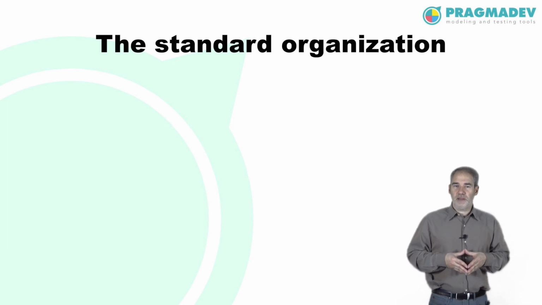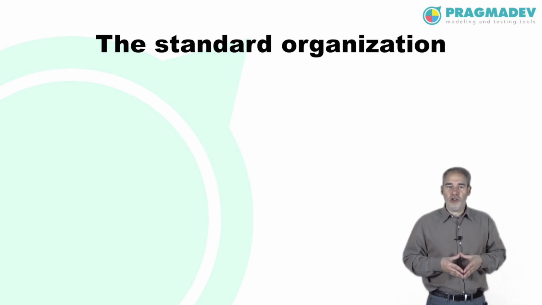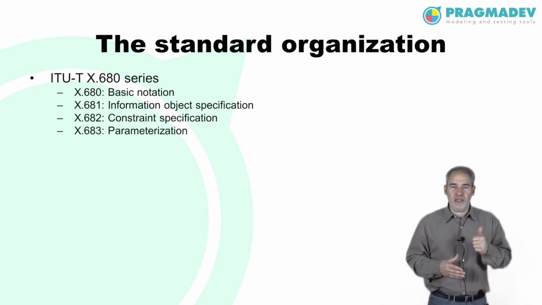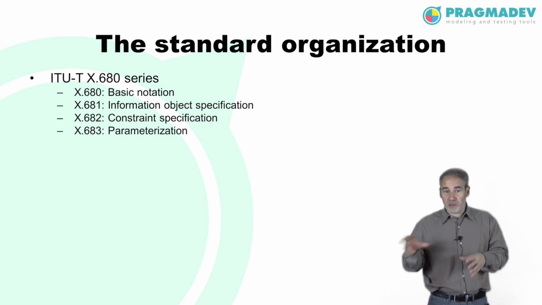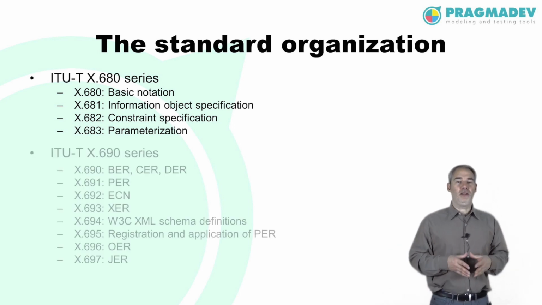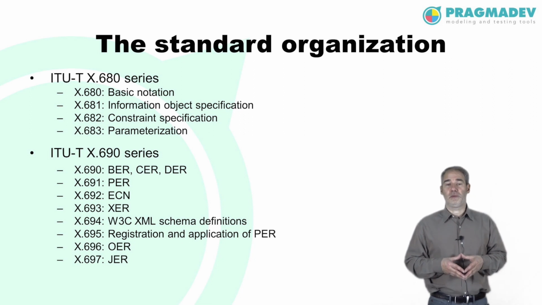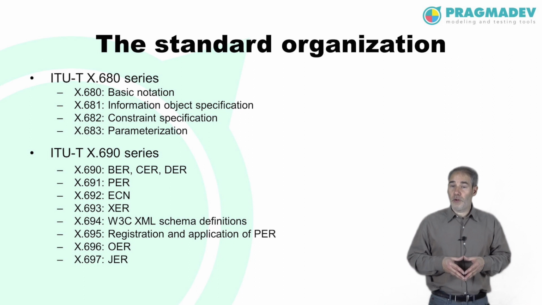These two aspects are reflected in the organization of the recommendation. The standard is organized in two main parts. The first one, the X680 series, defines the syntax of the notation from basics to parameterization. The second one, the X690 series, describes all the encoding rules. So we will first focus on the notation itself and then go through some of the main encoding rules.